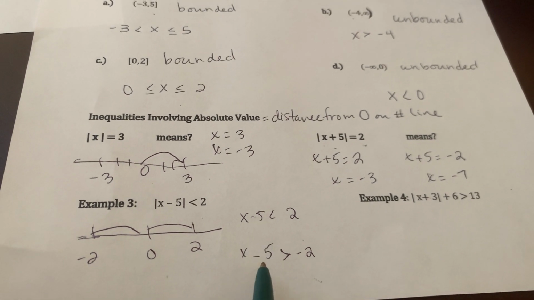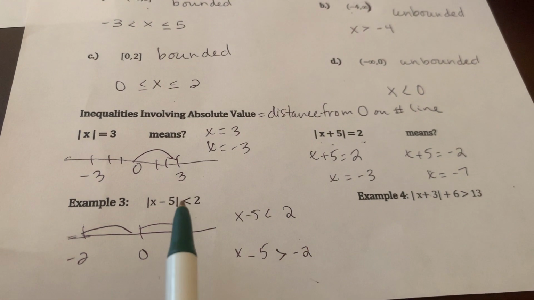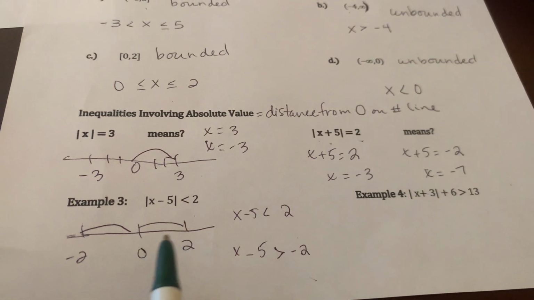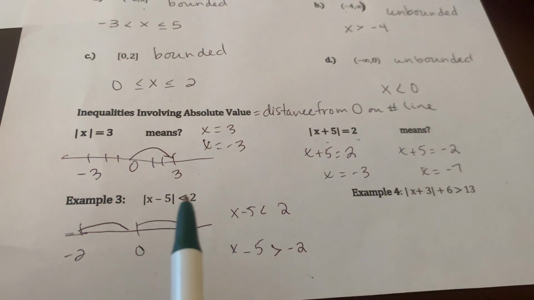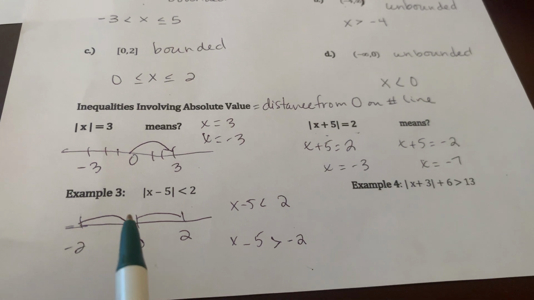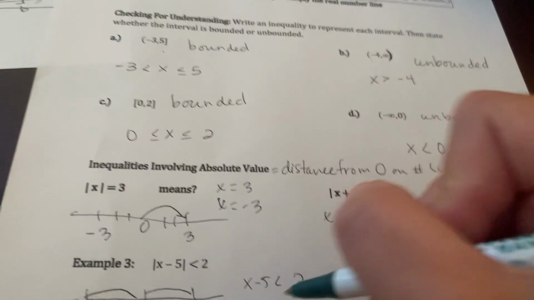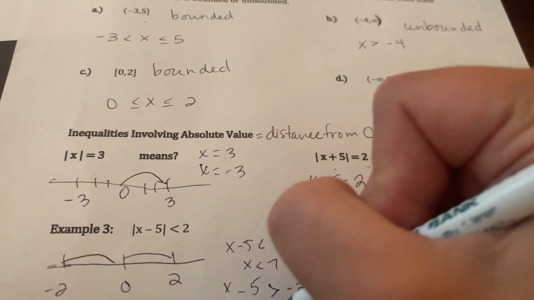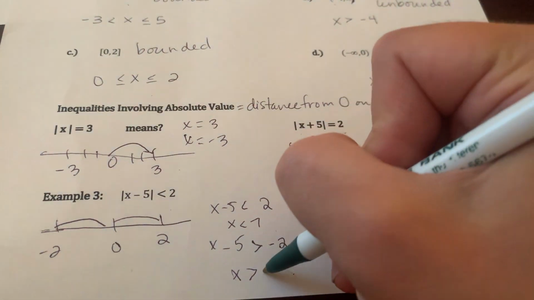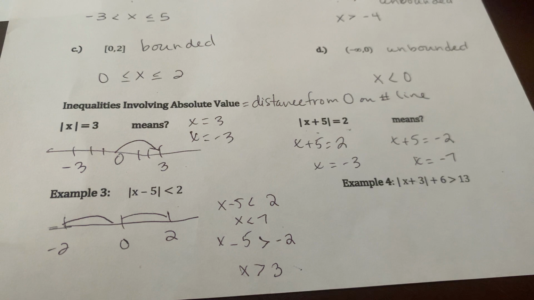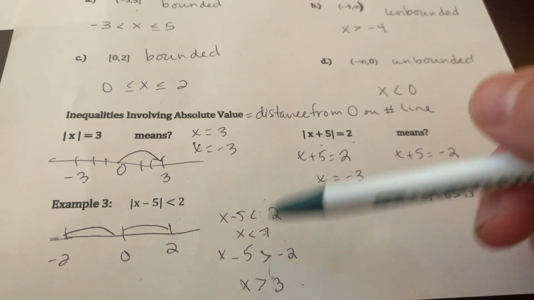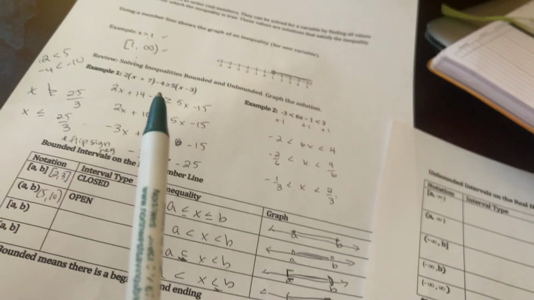So you'll set up two inequalities. You'll write it like you normally do because that makes sense. Less than 2 could be the number 1 or 1/2. And you want to be less than 2, so your number is actually greater than -2. So your answer is going to be 7 and 3. Okay. You can leave it like this, or you can notate it like we did up here.